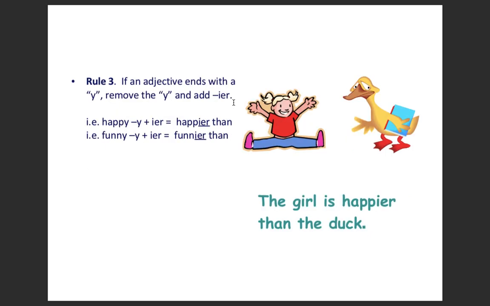Next rule, rule number 3. If an adjective ends with a Y, remove the Y and add IER. For example, happy, funny. You see the word happy ends with Y. So we're going to remove the Y and add IER. So it becomes happier than. For funny, we remove the Y and add IER. It becomes funnier than. Sentence example: the girl is happier than the duck.